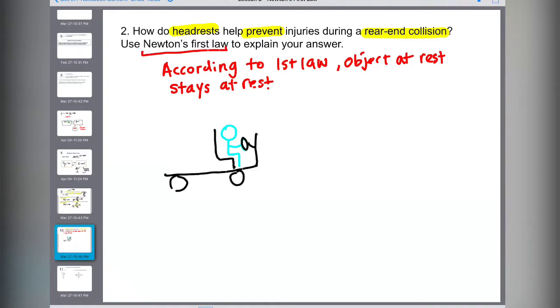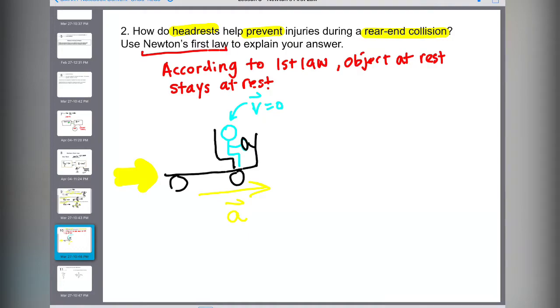And when the car got hit from the back, the car is all of a sudden going to experience a really big acceleration going forward. So the whole car is going to experience a big acceleration going forward. Meanwhile, your poor head was not moving. Sorry, I should have said the velocity of the head was 0 before.